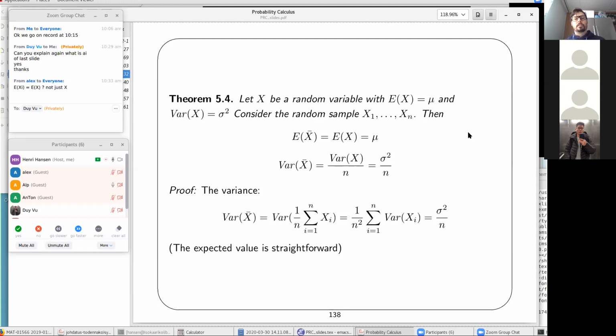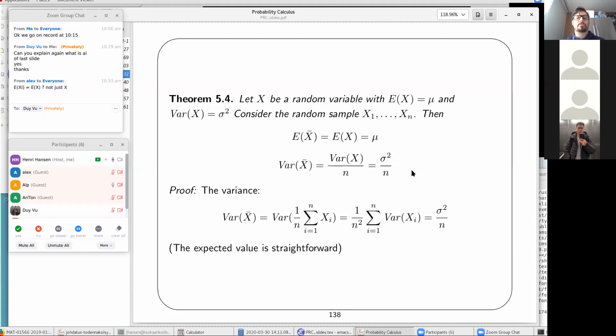And this is a profound result: if you calculate the sample mean, then its expected value is at the expected value of a single outcome. But when you take a larger and larger sample, the variance goes smaller, so that the distribution of this sample mean gets more and more compressed around the expected value. Here we see it divided by n. And this is really a profound result. Let's prove it for the variance.